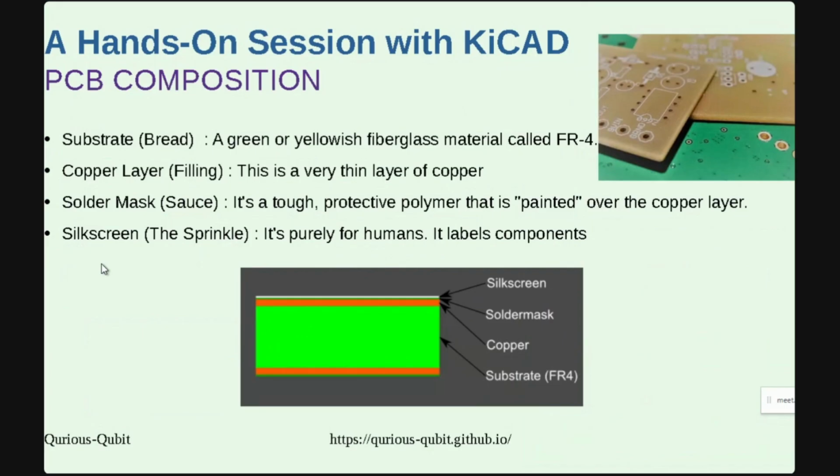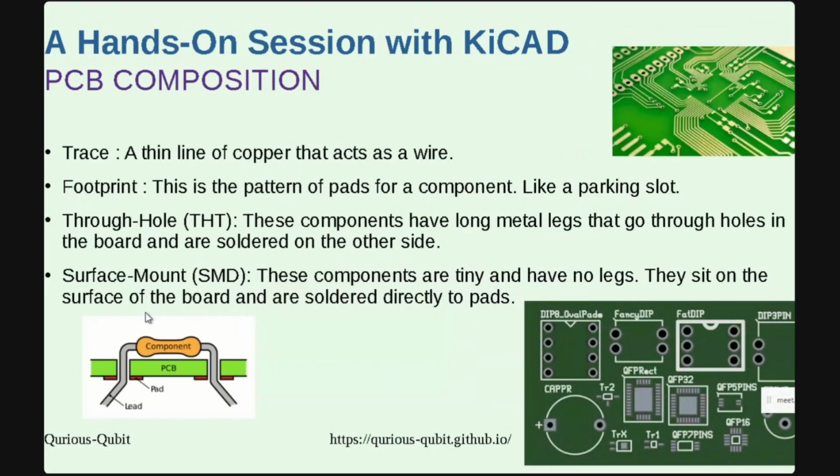And the final one is the silk screen. This is purely a human layer, for human understanding. You can think of it like a sprinkle on the sandwich, like oregano or some flavor enhancer on top. It is just to bring out the best in the sandwich. This is the layer where we have our labels made, so when we solder the components together, we know what should go where. So those are our layers in the PCB.